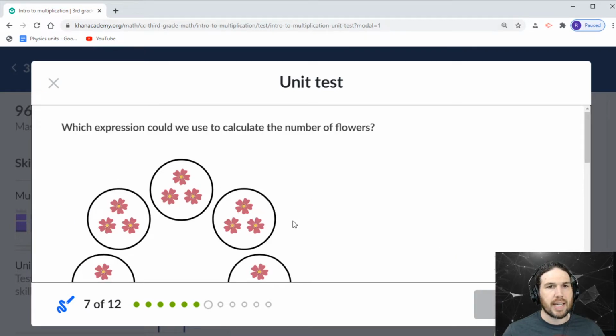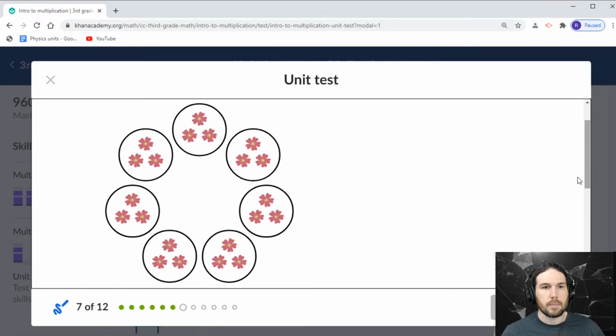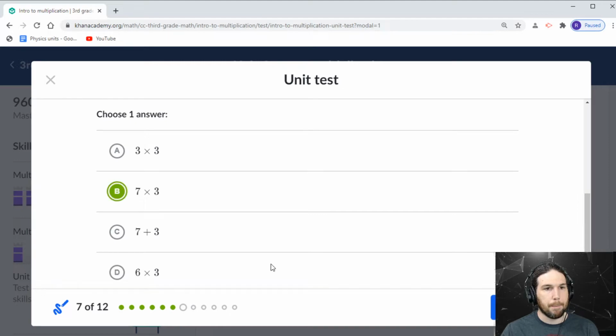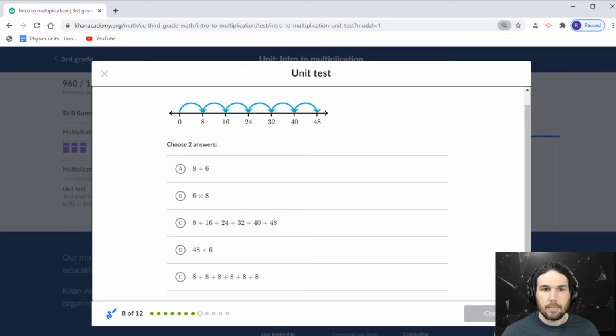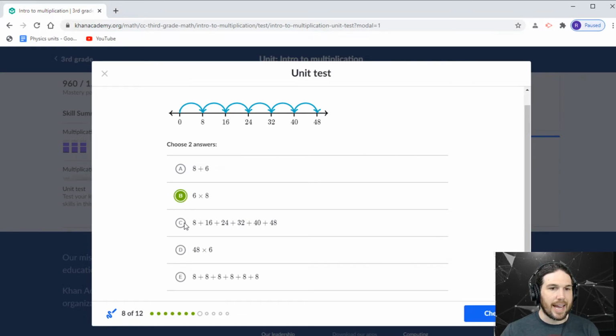What expression could we use to calculate the number of flowers? Well, it looks like 7 times 3 to me. What 2 expressions does the number line represent? Well, it looks like 6 times 8 and 8 plus 8 six times. Literally 6 times. Again, that's where the word comes from.